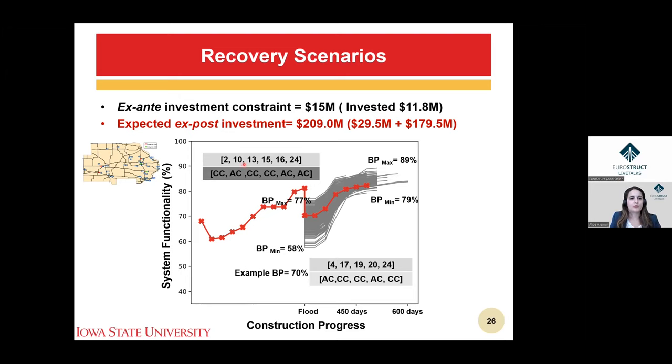It also shows which bridge identification numbers, which bridges are being fixed or mitigated with which construction technique, and also which bridges on the recovery side are going to be recovered and with which construction technique. So it gives that information to the decision maker as well.